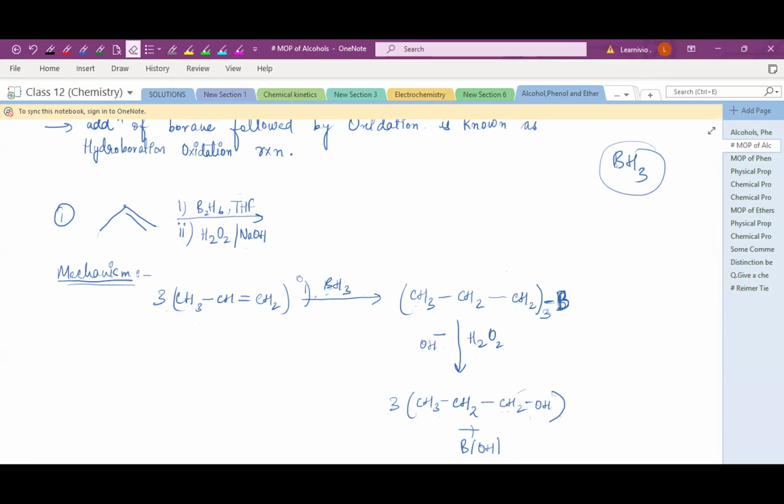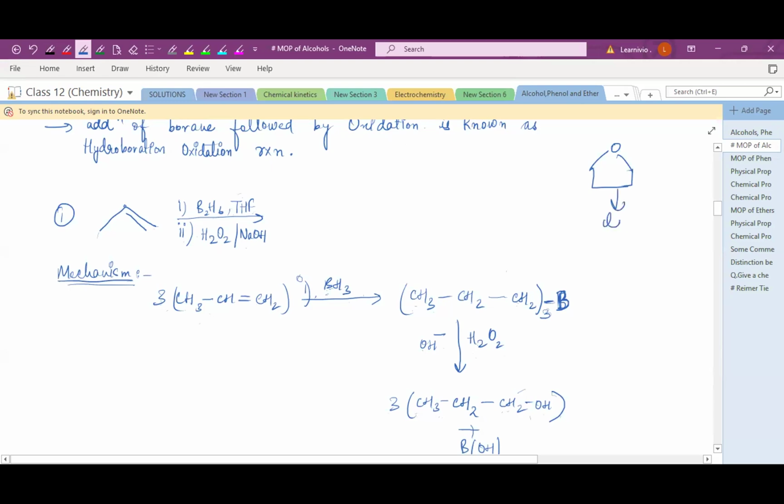So both are the same, both are correct, right? So if you use B2H6, the diborane, in the presence of THF. Now the question is, what is THF? Do you know what is THF? Tetrahydrofuran. THF is tetrahydrofuran. This structure is known as tetrahydrofuran.